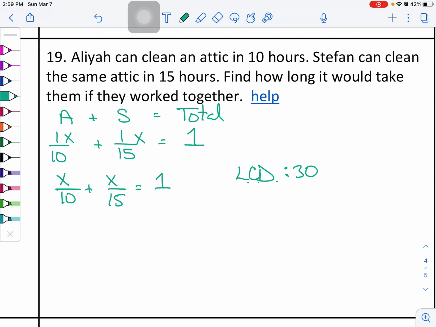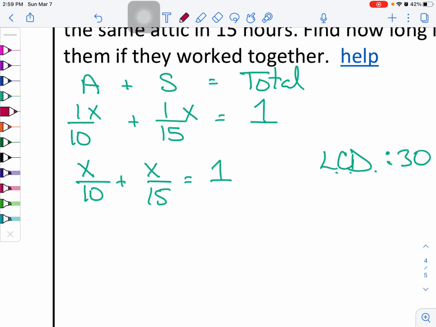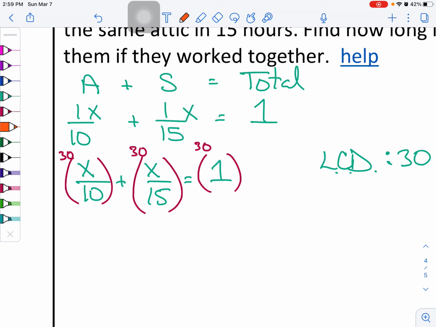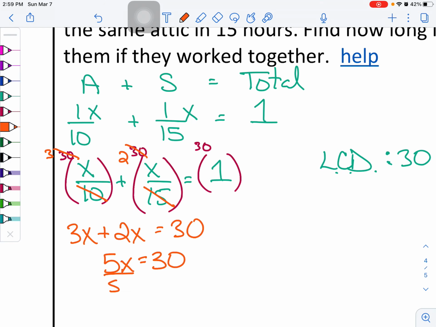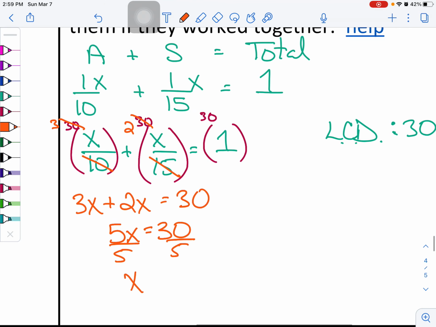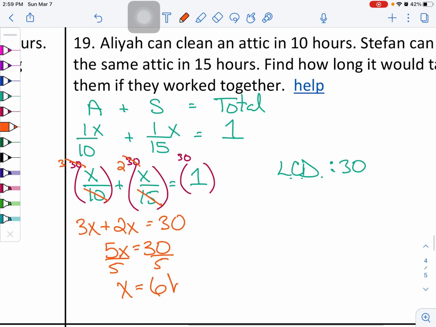You, of course, could just say, well, I'm going to take 10 times 15 like I did in number 18 to get that LCD, and you could work with 150. The numbers would just be a little bit bigger. I'm going to go ahead and work with the smallest LCD I can because, well, I'm lazy, and working with smaller numbers makes me happy. So 10 divides into 30 3 times, so this is going to be 3x. Plus 15 goes into 30 2 times, so 2x. 1 times 30 is 30. So 3x plus 2x makes 5x equals 30.